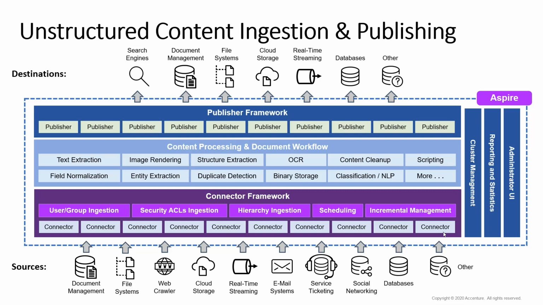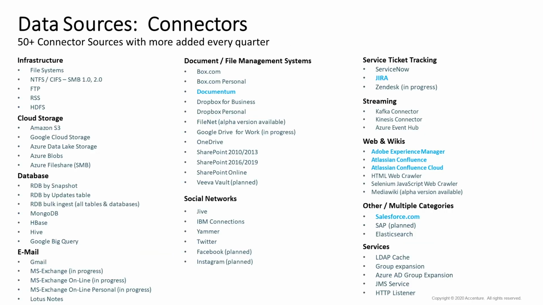We pull content from a wide variety of different sources. We can run that content through some processing and workflow for things like OCR or content cleanup or field normalization or image rendering. And then we can publish that to several different places, again, mostly search engines, but also things like databases or Azure blobs or cloud storage destinations. Of course, the heart of our system are our connectors. We have more than 50 connectors, and we're adding more every quarter to things like document management systems, social networking systems, service ticket tracking systems, and so on. Again, it's mostly for unstructured content, but we also have connectors to relational databases and structured sources like that.